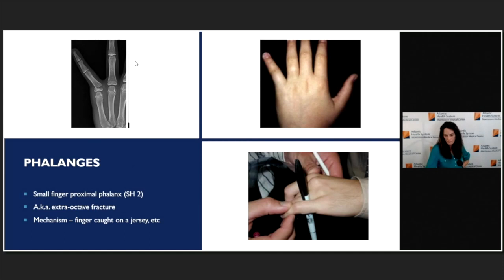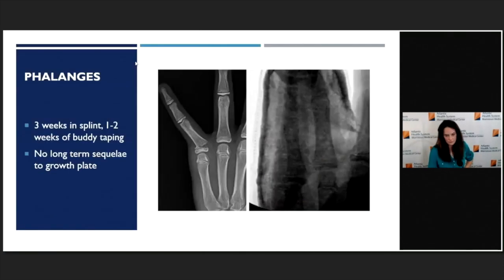So this is something that you guys can do in the office as well when you see it kind of pointing in space. You basically just put a pen way down, jam it way down into the web space there, and then you just push the finger over to the side, and it usually straightens up really nicely. And then a splint for a few weeks, and then they're kind of moving on with life after that.